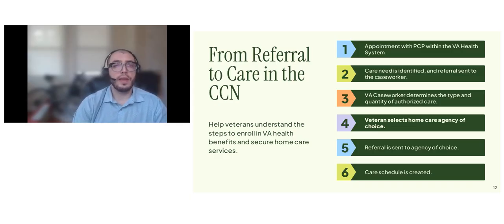The veteran is then able to actually select a home care agency of choice here. So they're only able to select from those agencies that are already working with the VA. So those who are contracted fully with the community care network that went through Optum or TriWest and work directly with the VA medical center in their area. So they can go through that list of potential agencies and decide, I would like to work with this agency. And the referral is then sent over to that agency of choice.